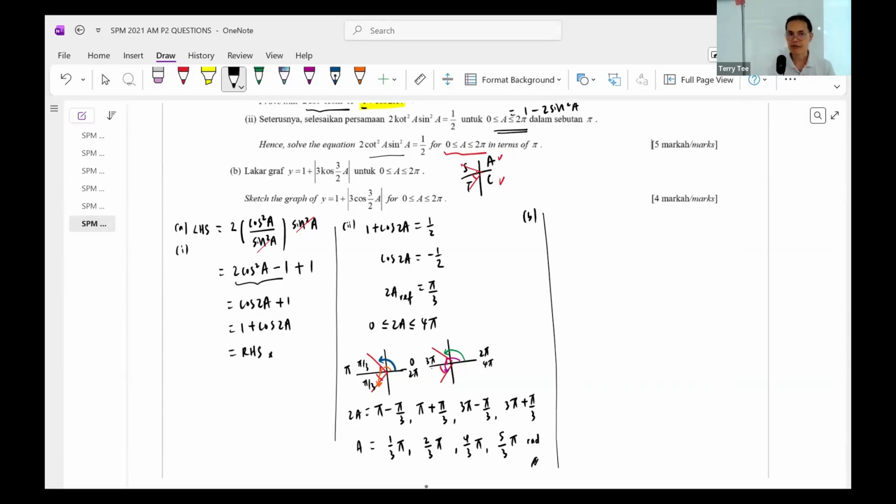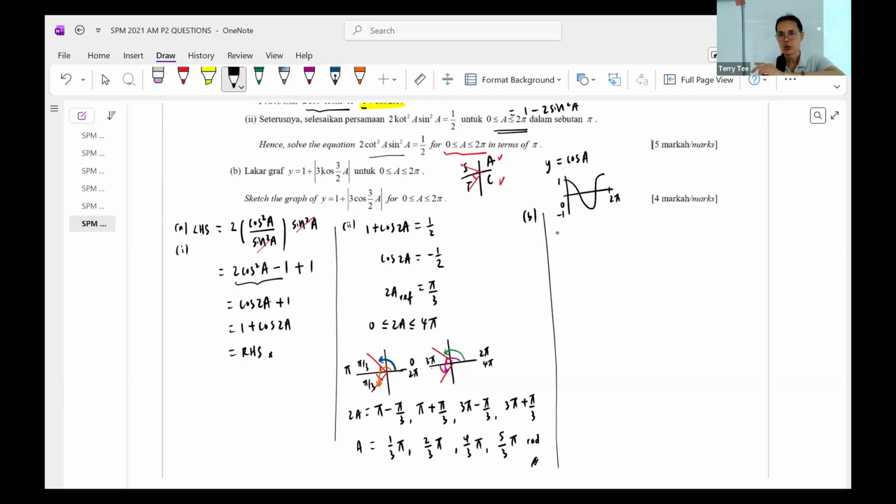Next, we're going to sketch the graph of 1 plus modulus 3 cos 3 over 2a. Okay, it looks very complicated because there's a lot of functions involved. Now, let's begin by, I draw for you the basic graph. The basic graph of cos, how does it look like? Like this. 0 to 2 pi. Maximum 1, minimum -1.